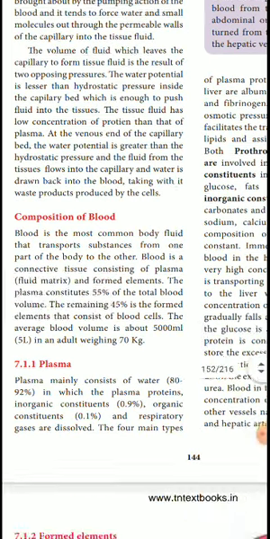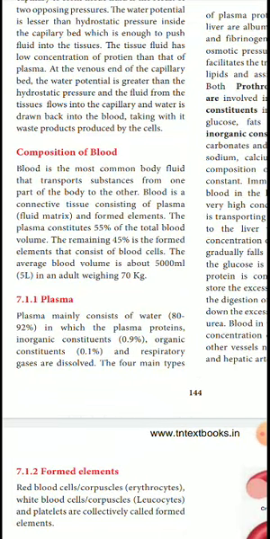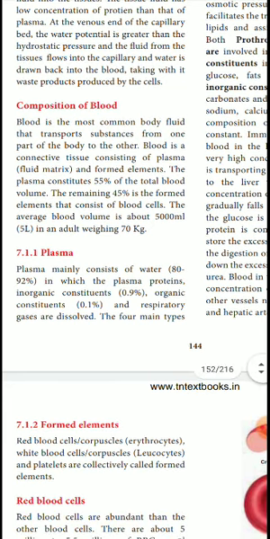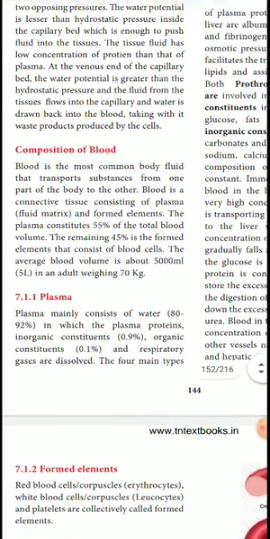Next, composition of the blood. Blood is the most common fluid transport substance, and blood is a connective tissue. The plasma constitutes 55%. Underline the word. In the total blood volume, how much plasma is present? 55%. The remaining 45% is the blood cells. The average blood volume is about 5000 ml, that is 5 liters, in an adult. So if your weight is 70 kg, you need 5 liters or 5000 ml.